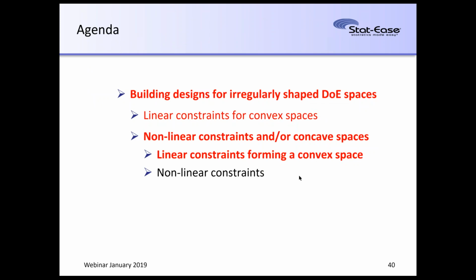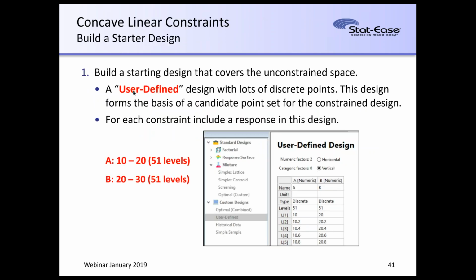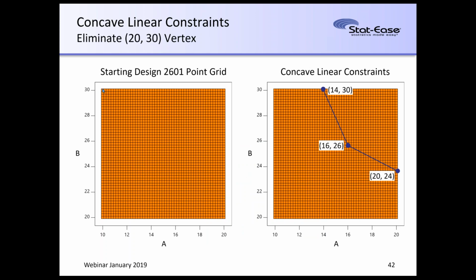Okay, so linear constraints forming a convex space. So first we build our user-defined design, and this design is going to form the basis for the candidate set. So we want to build a grid of points, and we want to have quite a few points. So I'm going to study A, which is going to vary from 10 to 20. I'm going to put in 51 levels. And I'm going to study B that varies from 20 to 30, and I'm going to put in 51 levels. So that's going to give us 51 times 51 candidate points. So we're starting out with a grid with 2,601 points, just the product of those two.